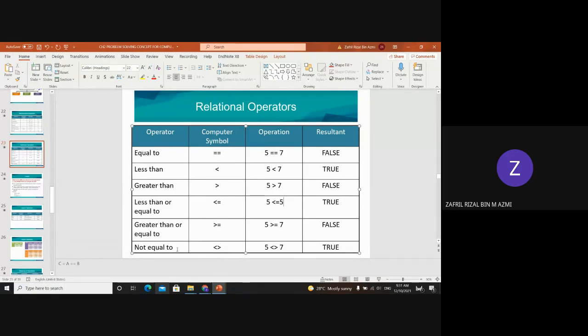Last, we have not equal. Sometimes we use this kind of symbol. Not equal to. What if 5 and 5? False. 5 is equal to 5, so it should be false. If it is not equal, then it will be true.